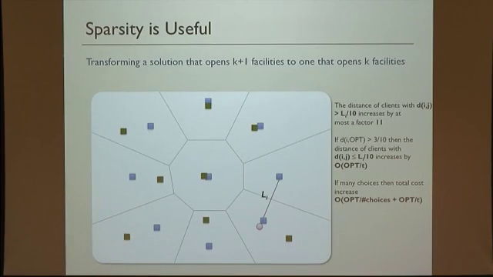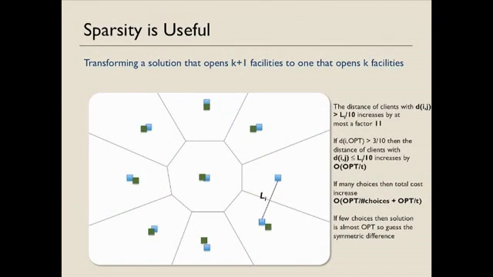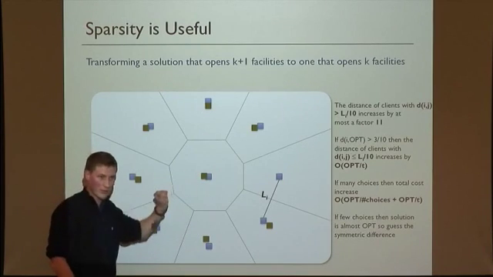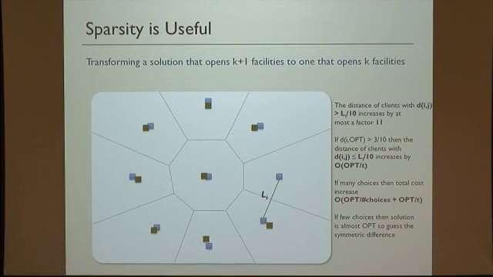There is a technicality: if all these optimum facilities are very close to the blue ones, then we are in trouble. But if they are close, then we basically found the optimal solution already, and we can guess the symmetric difference. But that's a technicality.